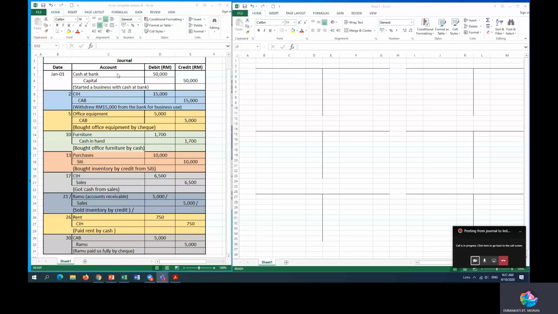from journal into ledger. Okay, so the meaning of posting means that we are going to transfer the information, the data, the accounts, from our journal into ledger format. So on your left is your journal, and on your right is the picture or the format of ledger. The one that I highlight here represents the format of one account.